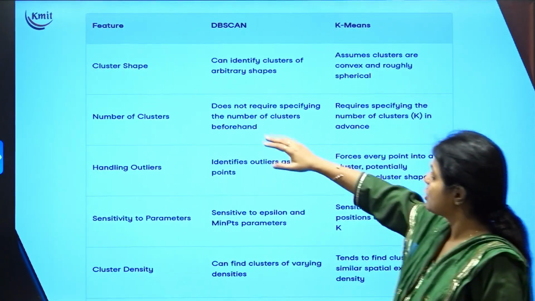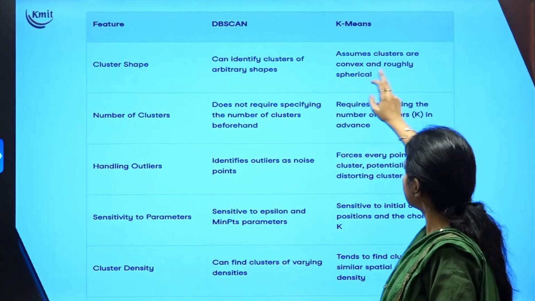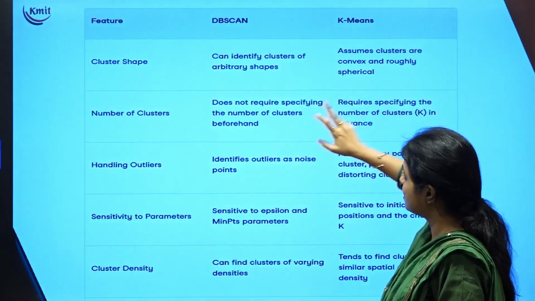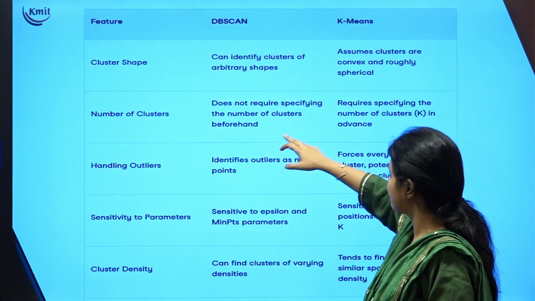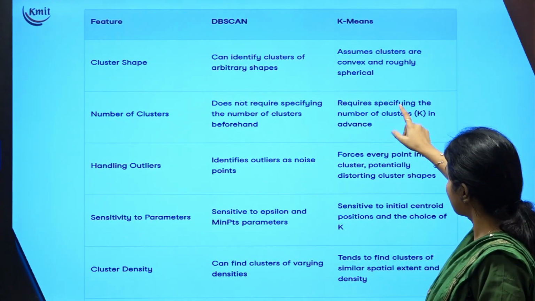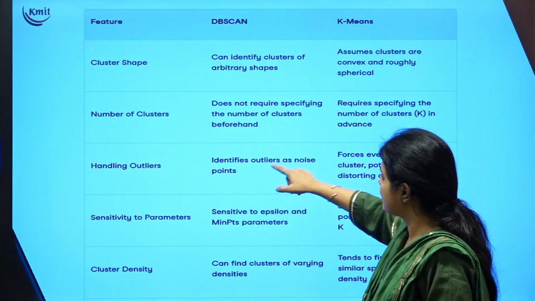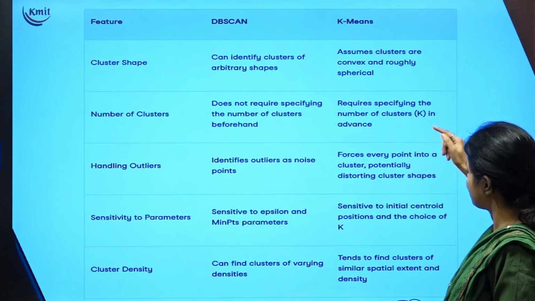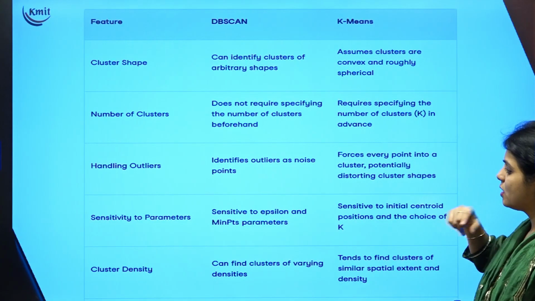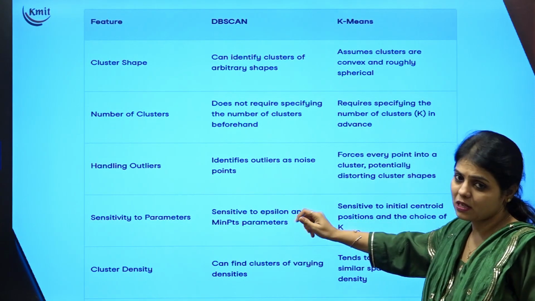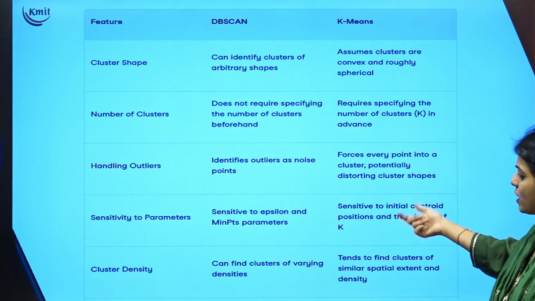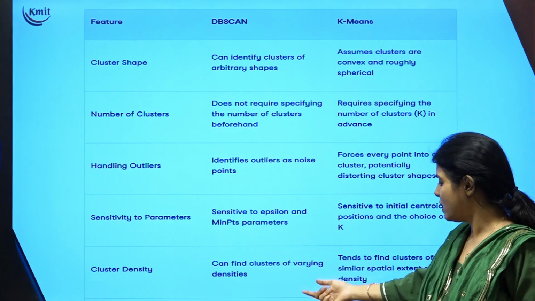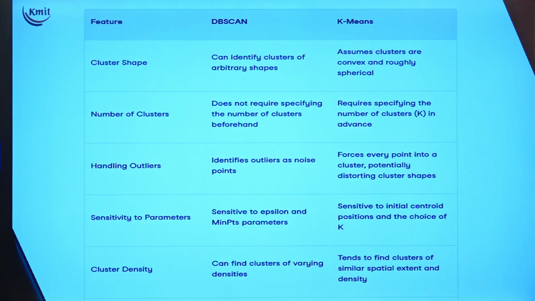When I talk about cluster shape, DBSCAN can identify clusters of arbitrary shapes, whereas k-means assumes clusters are convex and roughly spherical. The number of clusters need not be specified before for DBSCAN, whereas for k-means you have to specify k in advance. DBSCAN identifies outliers as noise points, whereas k-means forces every point into a cluster, potentially distorting cluster shapes. DBSCAN is sensitive to the epsilon and min points parameters that we are supposed to adjust, whereas for k-means only the value of k has to be adjusted. DBSCAN can find clusters of varying densities, whereas k-means tends to find clusters of similar spatial extent and density. So these are some basic differences between the first clustering algorithm k-means and DBSCAN.